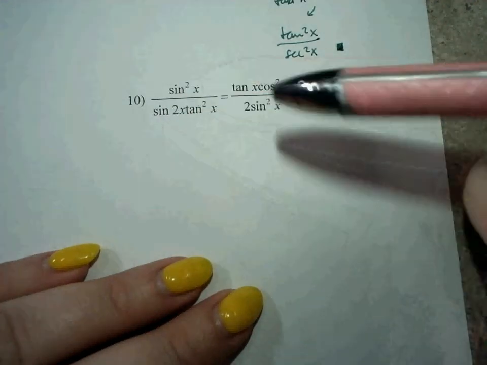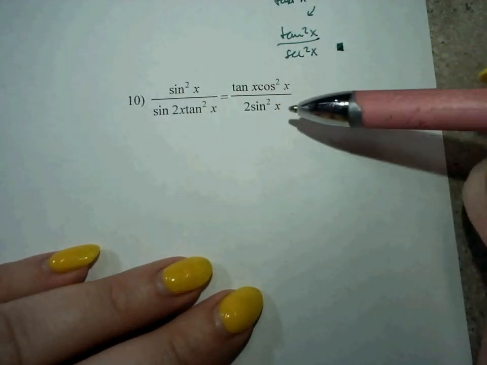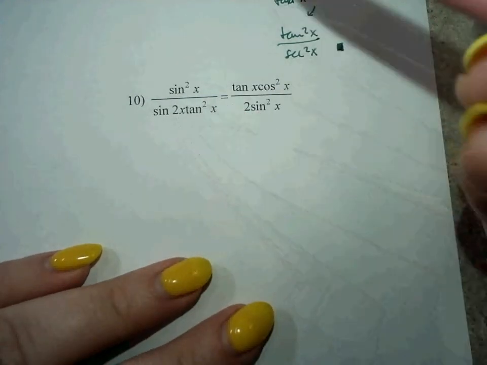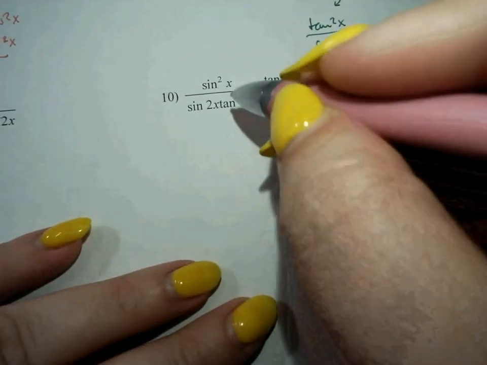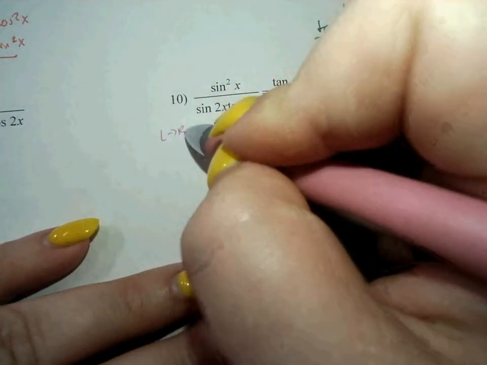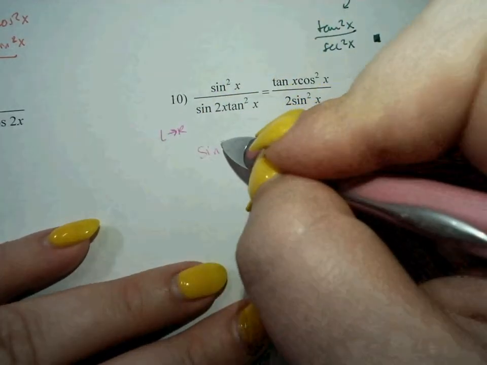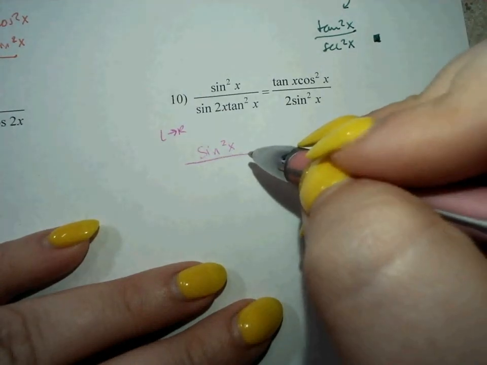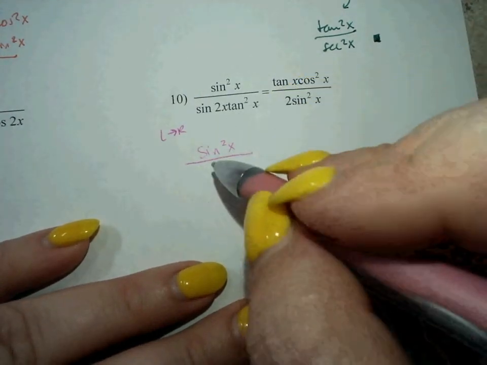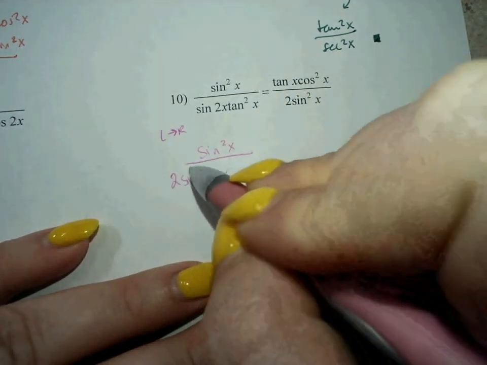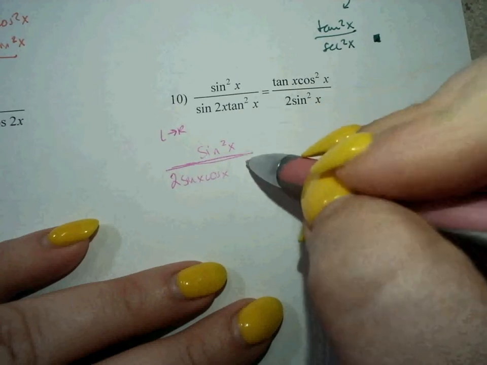So I've got sine squared over sine 2x times tan squared, and I need to get to all this over here. I'm going to go ahead and rewrite. If I go left to right, I'm going to leave the numerator sine squared. Then I'm going to replace sine 2x with 2 sine cosine.